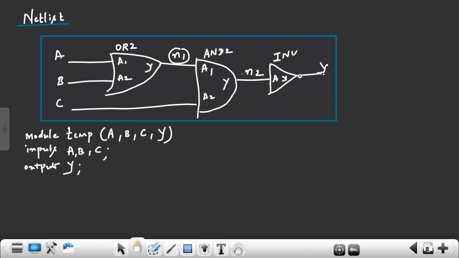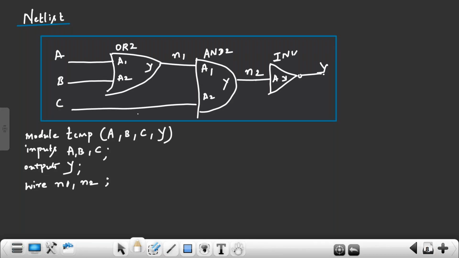And the intermediate signals, N1 and N2, which are neither input nor output. These intermediate signals are called wires or nets, so I should declare them as wire: wire N1, comma N2. This is also a Verilog program. But in this netlist I will not have any behavioral description. I will have only the gates and their connections. That information is present.